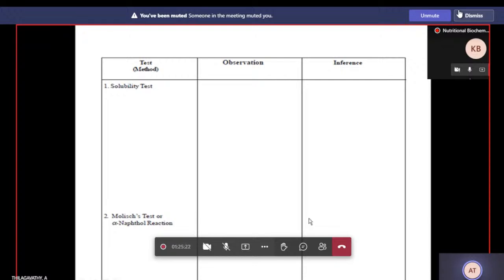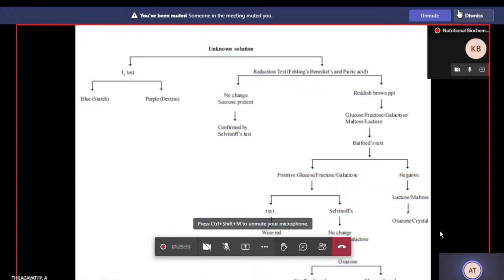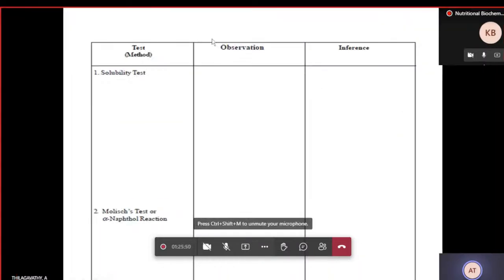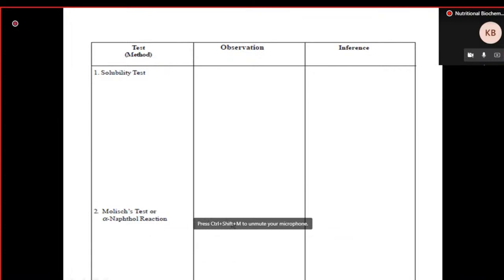Then in the inference you write confirms the presence of reducing sugar or confirms the presence of aldose, confirms the presence of monosaccharides or disaccharide. So for each test, do the test. Then in the observation you will write, for Benedict's test, the presence of reddish brown precipitate, or absence of reddish brown precipitate. And what will be the inference? Confirms the presence of reducing sugar.